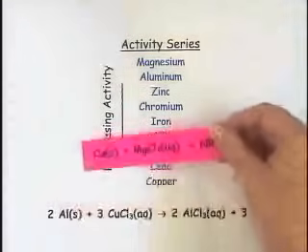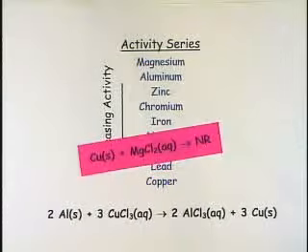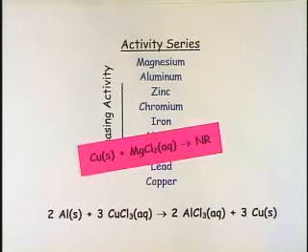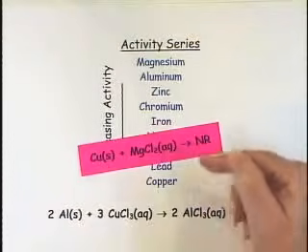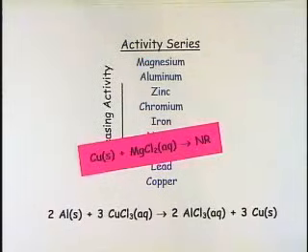But what about this reaction? You could write an equation for the reaction of copper plus magnesium chloride, but look at the activity series. Copper is below magnesium, meaning that copper is less active than magnesium. The reaction does not occur. That's why we write the letters NR after the yield sign. No reaction.